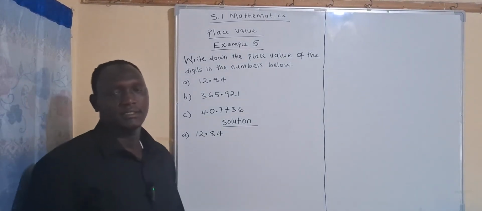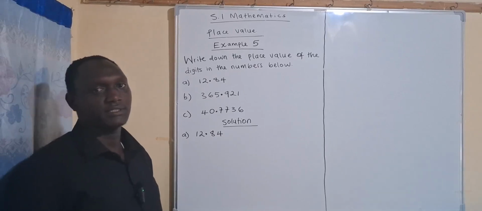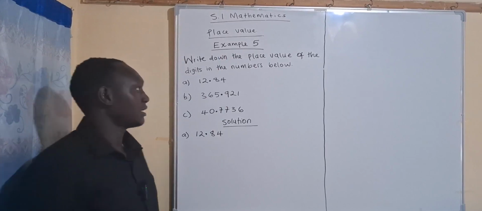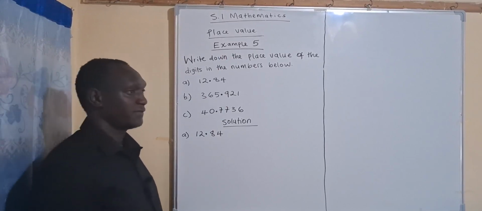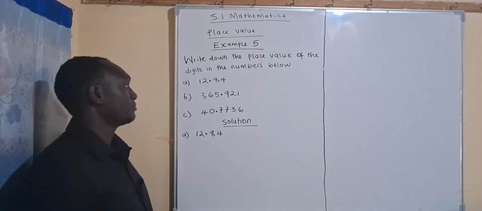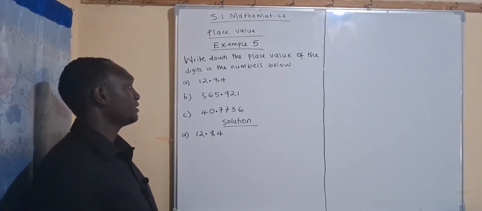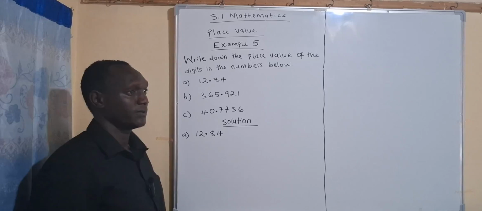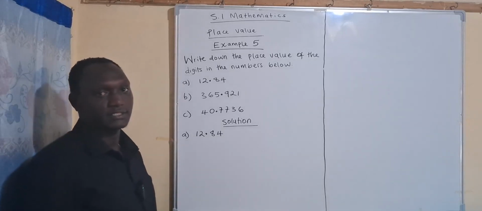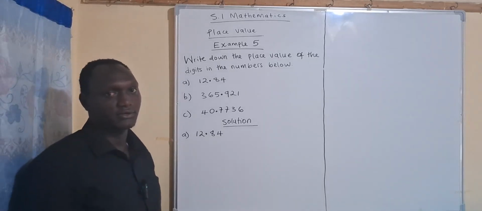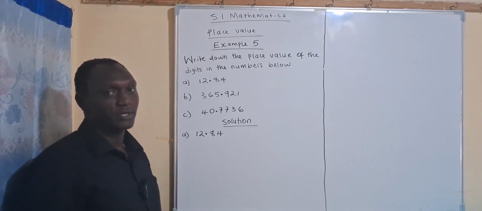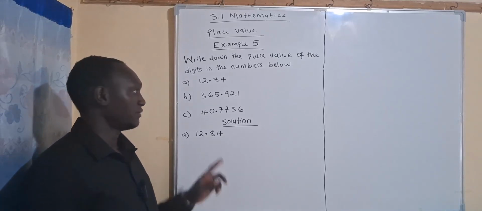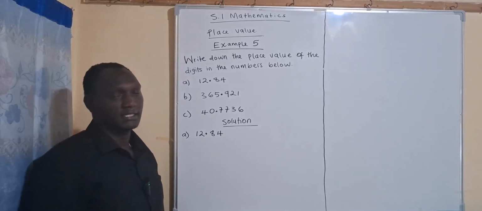Welcome back. We are still doing place values and we are now on example 5. Example 5 is saying write down the place value of each digit in the numbers below. You have noticed that these numbers are not usual. The ones we have been doing were all whole numbers, but if you look at these numbers, they are decimals.